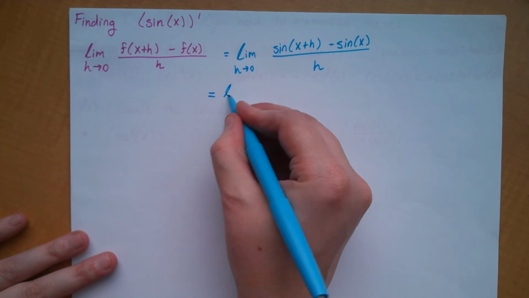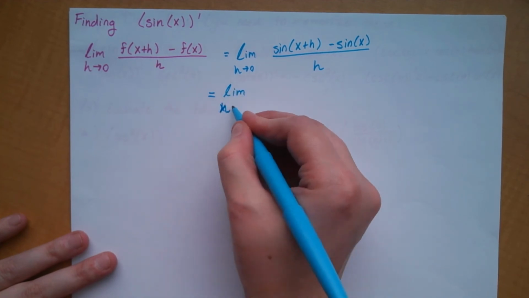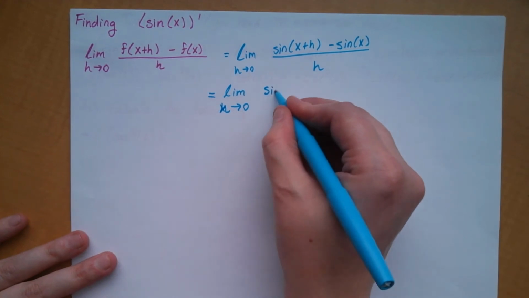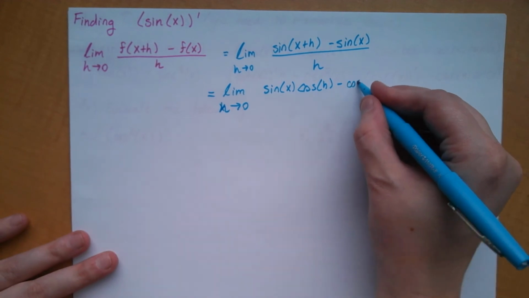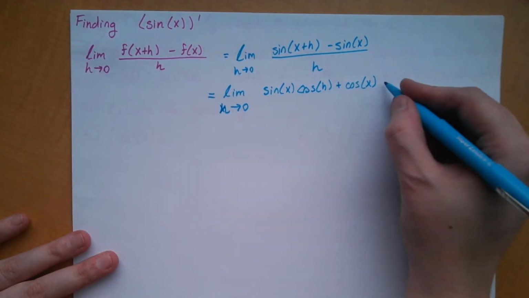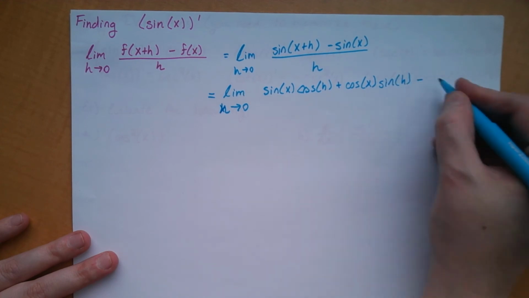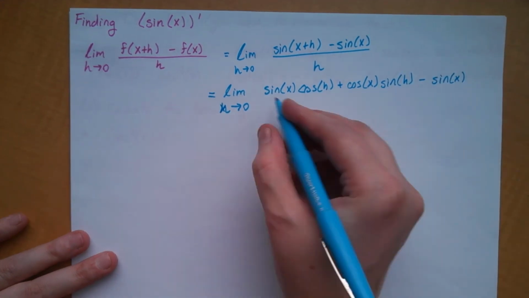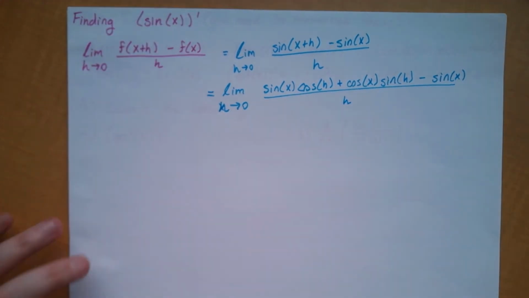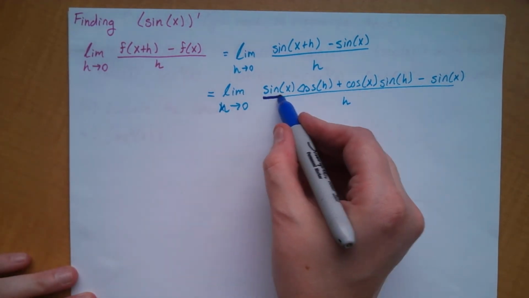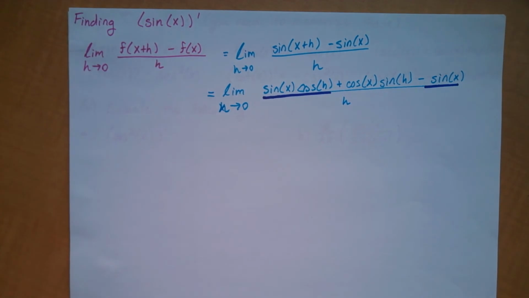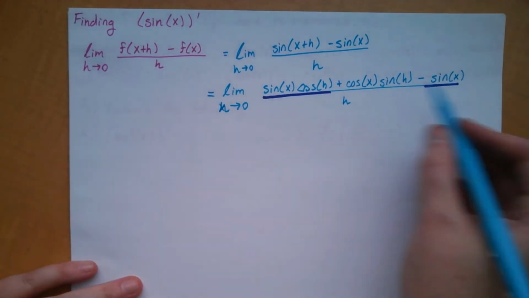So I can rewrite that sine of x plus h as sine of x times cosine of h minus cosine of x, yep, that's a plus, times sine of h, all minus sine of x, divided by h. Now you see, that doesn't look super awesome yet, but it's about to. If we look at this formula, what we can see is that this term here and this term here both have a sine of x. So let's put those sines of x together.